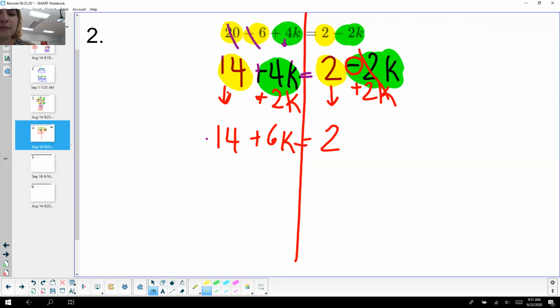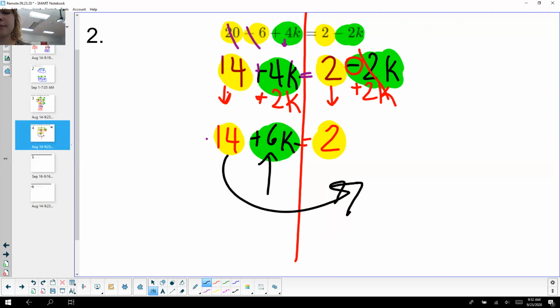Again, grabbing my markers or highlighters. So I've got 14, 2, and 6K. All right, next, I know that I need all my variable terms on one side of the equal sign, which I've gotten all of my variable terms on the left side. So I'm going to go ahead and move, add arrow. I'm going to move all of my constants to the other side of the equal sign.